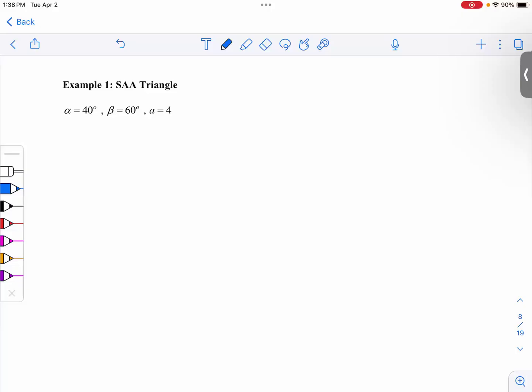So if I have a side angle angle triangle, right, and I have the following information presented.